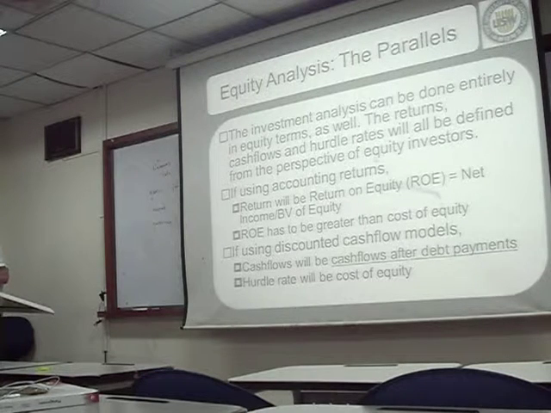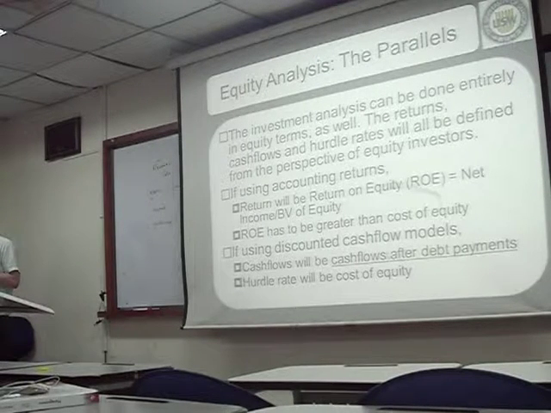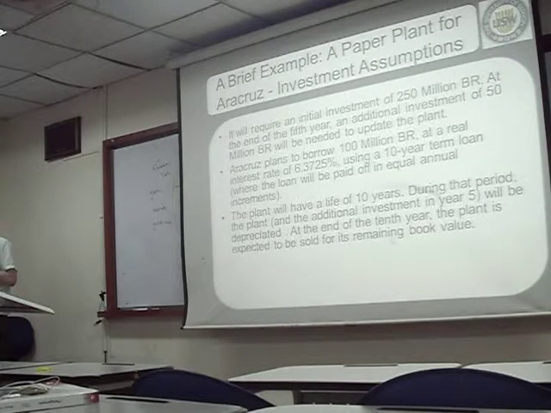So we can do this kind of analysis in equity terms. We did it in cost of capital, in capital terms. But we can do that just for equity, okay? Equity investors, but it's not widely used. It's just a side point, okay? We do that mostly for the cost of capital, but sometimes just for the equity investor, they want to do the calculation just for equity. So the accounting returns would be return on equity instead of return on capital, okay? And we use the cost of equity instead of cost of capital. So we compare the return on equity to the cost of equity. If we use the cash flows, we take out the debt payments, and our hurdle rate is the cost of equity. So that's just a side point.